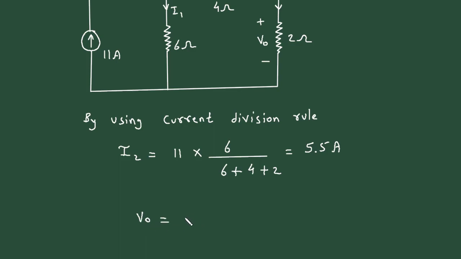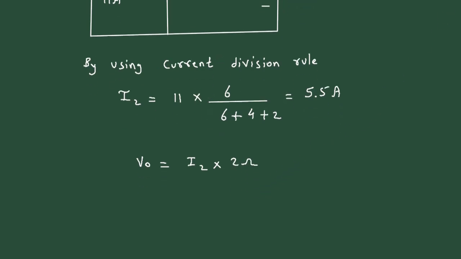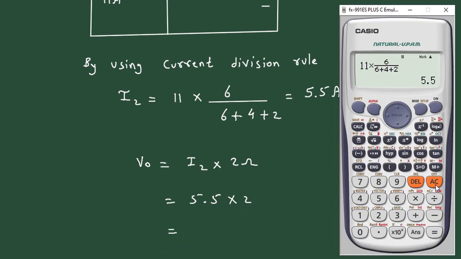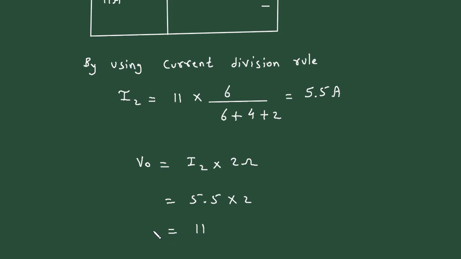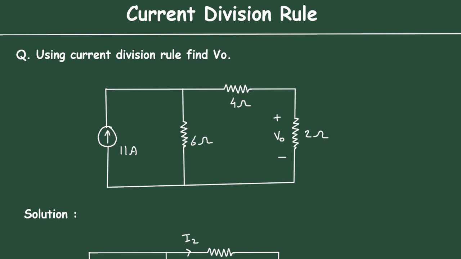VO is equal to, according to Ohm's law, V is equal to I into R. Here I is I2 and resistance value is 2 ohm. We have calculated the value of I2. I2 is 5.5 multiplied by 2, it is 11. Since it is a voltage, therefore VO is equal to 11 volt. So this is the answer for this question.